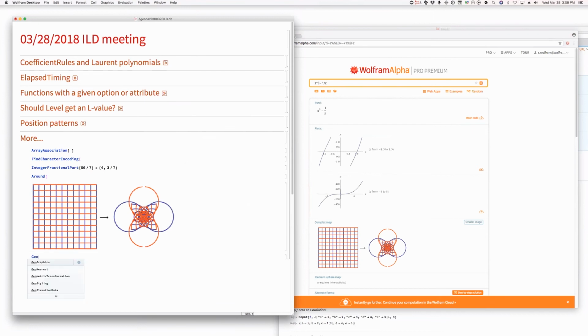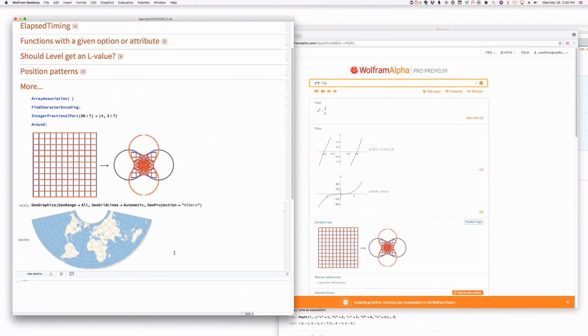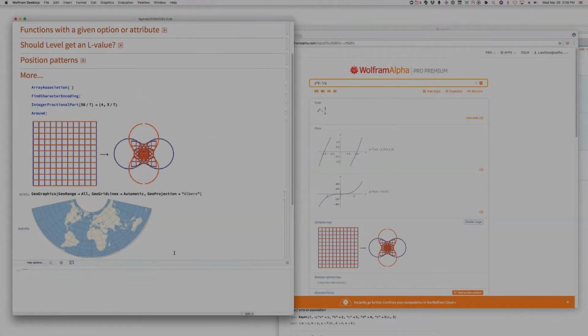But explain that to me. If I'm saying Geographics, background none, and GeoGridLines automatic, and then choose a projection. Well, okay, but let me do it on the Earth. GeoGridLines to Automatic, GeoProjection arrow Albers, whatever. Yeah, so that grid there is that mapping. I understand. Looks like an airfoil.